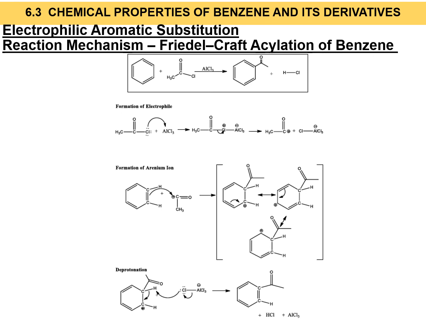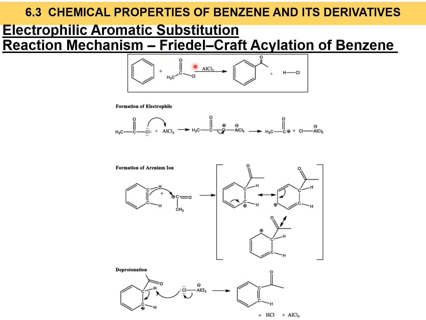Here's the overview for the reaction mechanism of Friedel-Crafts acylation of benzene. As usual, for any reaction mechanism of benzene, there are three major steps here. The first one is formation of the electrophile, the second one is formation of the arenium ion, and the last one is deprotonation untuk dapatkan kembali the aromatic ring.